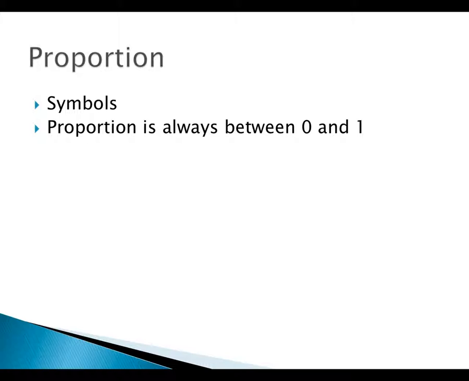Please remember that proportion is always between 0 and 1. So like a p-value, that's a proportion. So when you guys give me a p-value of 1.3, you did something wrong.